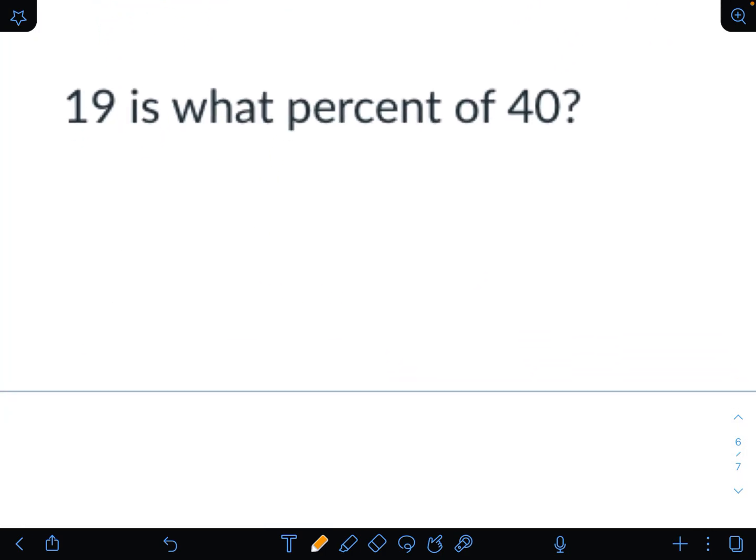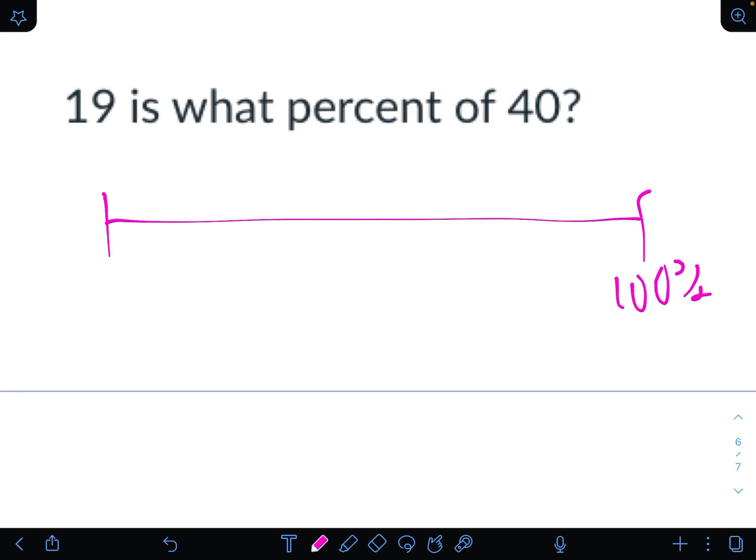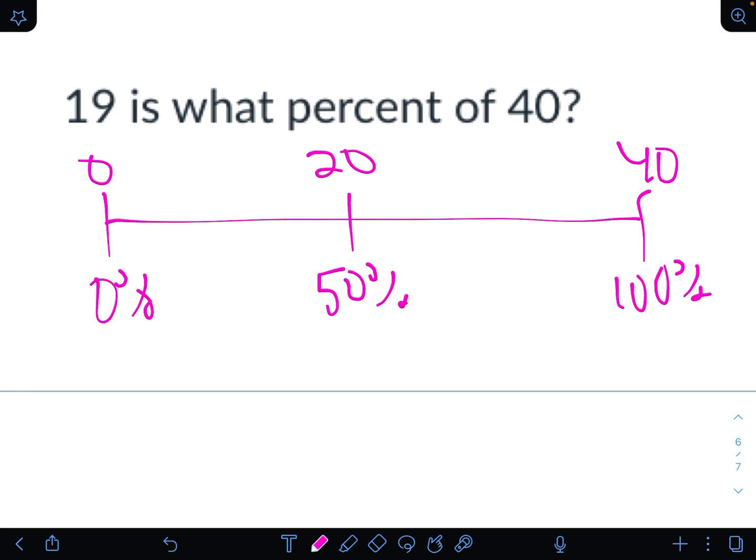Yeah. 19 is what percent of 40? Well, I know 100% of 40 is 40, and I know 0% is 0. So let's see here. Half of 40 is 20, and half of 100 is 50%. Okay, but I want 19. And that is 1 away from 20. How can I get 1?